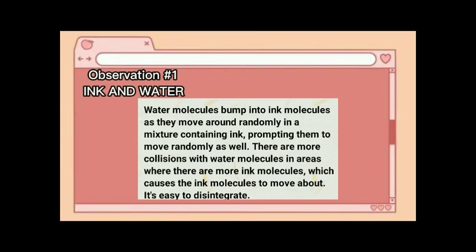Observation number 1. Ink and water. Water molecules bump into ink molecules as they move around randomly in a mixture containing ink, prompting them to move randomly as well. There are more collisions with water molecules in areas where there are more ink molecules, which causes the ink molecules to move about.